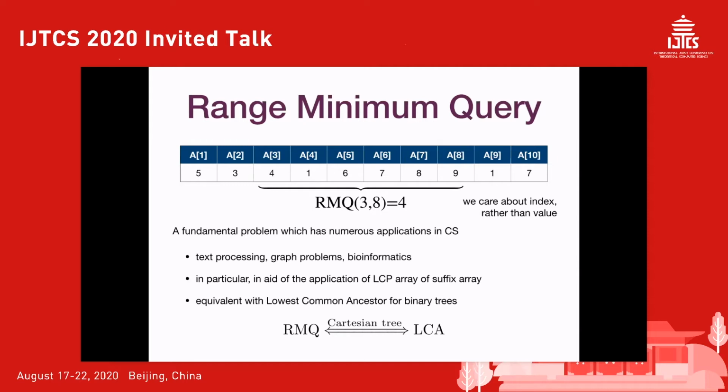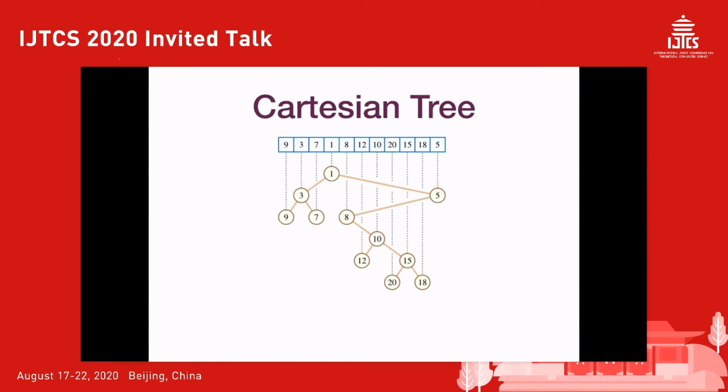RMQ is equivalent with the lowest common ancestor problem for binary trees. The equivalence is established via a structure named Cartesian tree. Cartesian tree is introduced by Vuillemin in 1980.